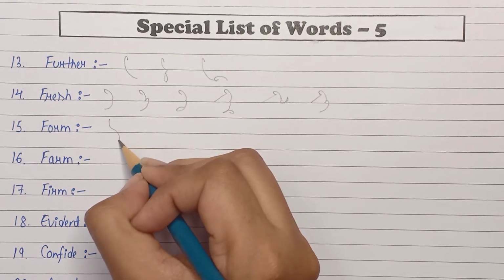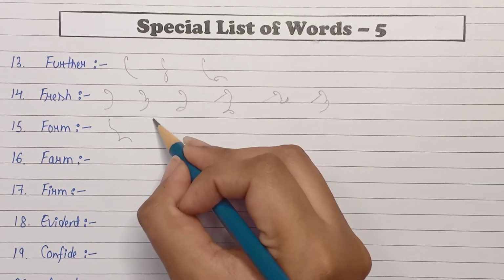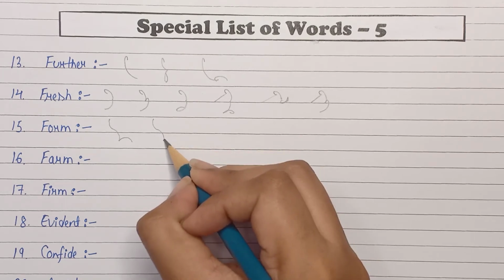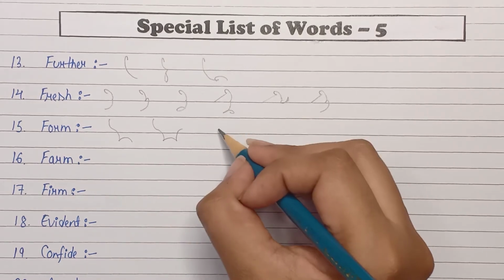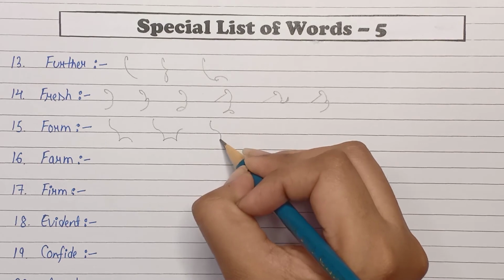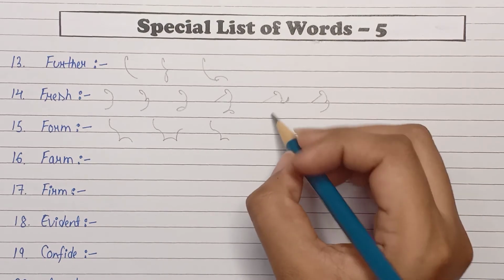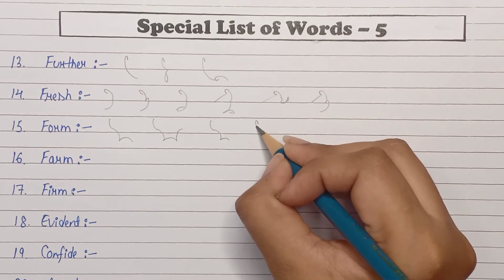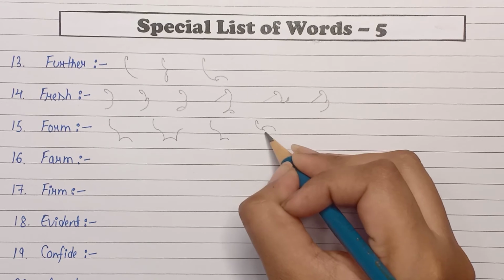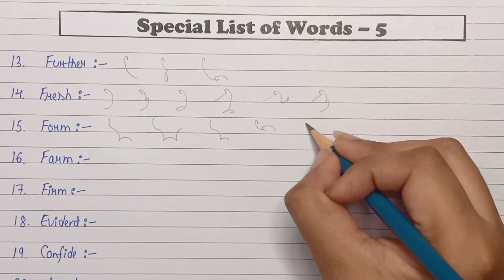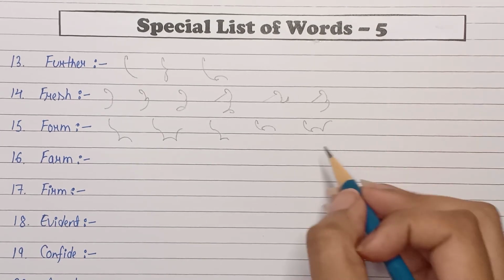F R downward R M, form. F downward R M L, formal. For R M, formed. Next is former. FR for MR, former. Former li, formally.